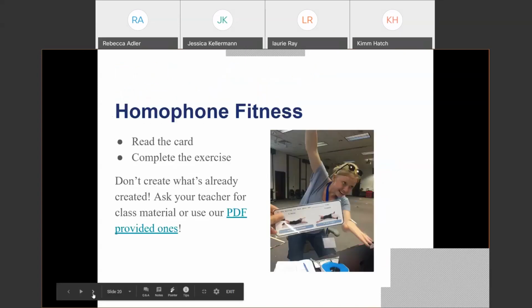So we'll go to the next slide, but don't be surprised if you see your kids playing it on the playground because they seem to like it as much as we do. Yes. So this is called homophone fitness. That's when words sound similar, but they're spelled and mean two different things.